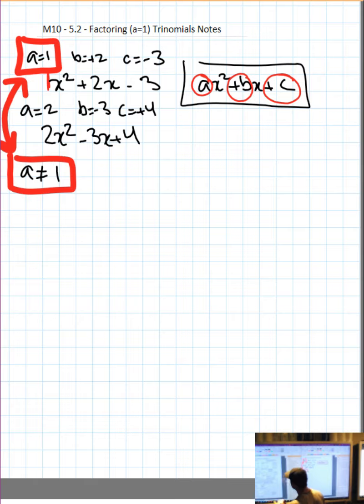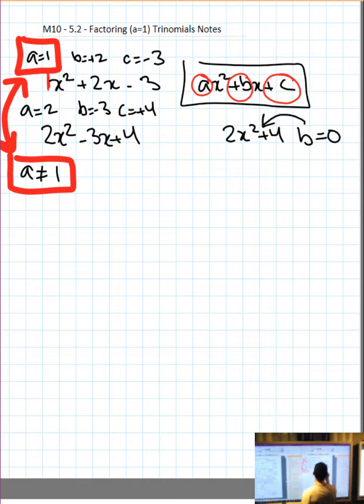Make sure that you label A, B, and C. Off to the right, I've got an example with letters. And further off to the right, I've got 2x squared plus 4, where B is 0 because there's no middle term. Or x squared plus 4x, where C is 0, where there's no last term. So usually when something's not there, it has a value of 0.